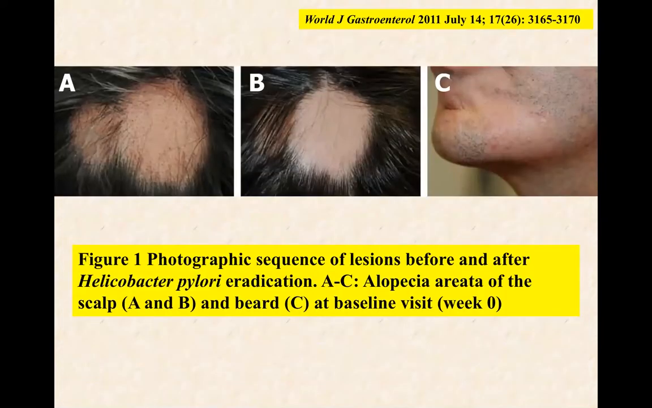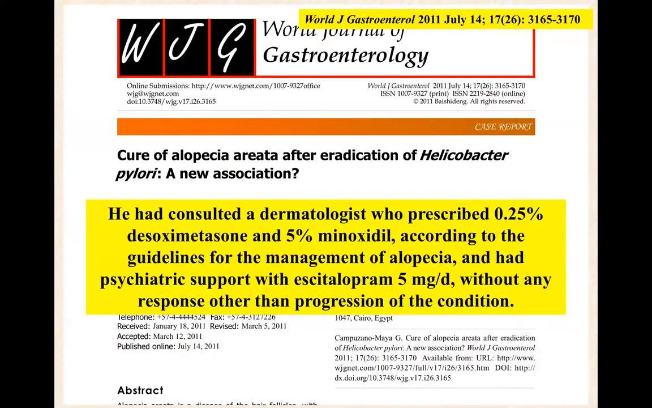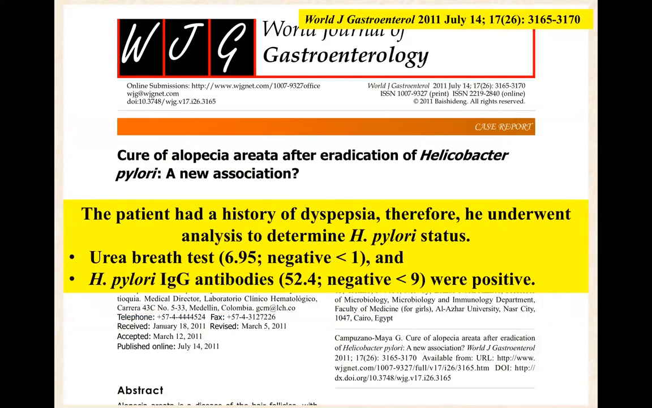So here is his alopecia, and I put these arrows in here because most clinicians don't look at the stubble to diagnose alopecia, but that's alopecia. Just like on the scalp, that's alopecia. There's no hair growing where there should be hair growing. And he went to a dermatologist. He's got the standard protocols, and they also put him on psychiatric support, but nothing worked.